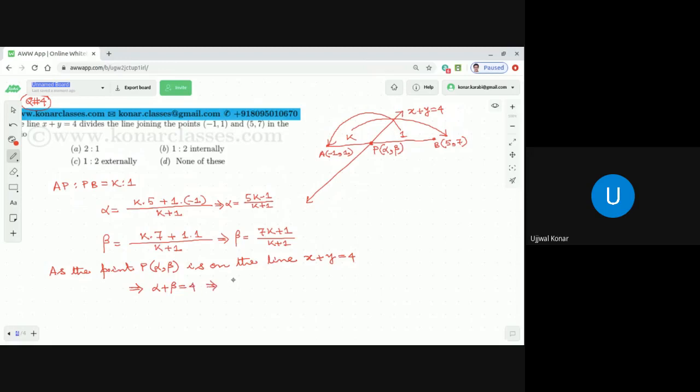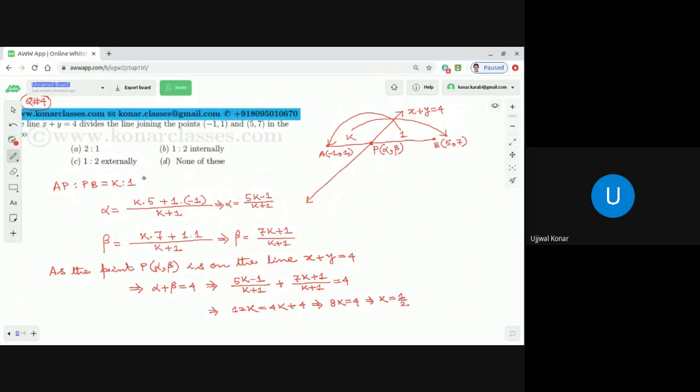So from here, alpha, which is 5K minus 1 divided by K plus 1, plus beta, which is 7K plus 1 divided by K plus 1, is equal to 4. So from here, dear students, 5K plus 7K, that is 12K, is equal to 4K plus 4. So we get 8K is equal to 4. That implies K is equal to 1 by 2.